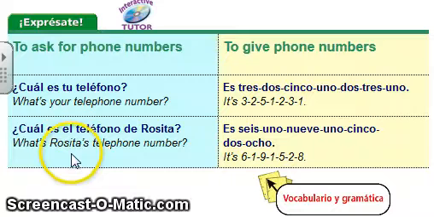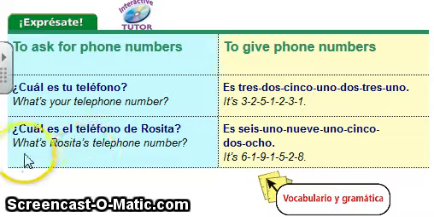What's important to note here is one of the most challenging grammar topics in Spanish, especially for English speakers, is the apostrophe S, the possessive. In English, when we want to know, for example, in this case, what Rosita's telephone number is, we show possession by apostrophe S. In Spanish, you will notice the way we say Rosita's telephone is the telephone of Rosita. In other words, el teléfono de Rosita.